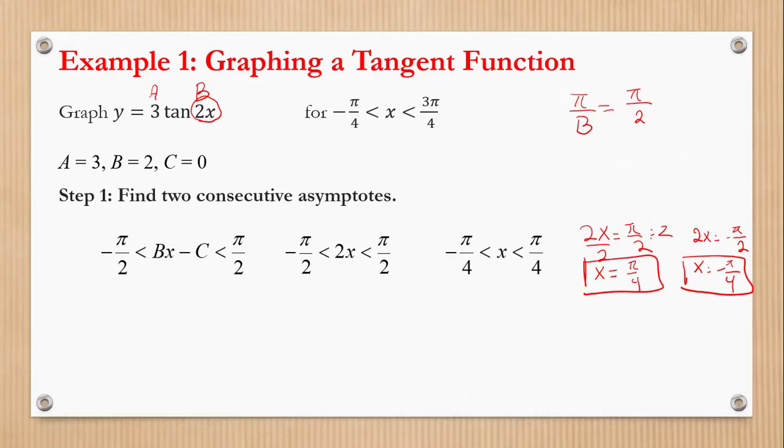Next step, we need to find the midway. If you want to graph this function right now, you have these points: negative pi over 4 as the first vertical asymptote and positive pi over 4 as your second vertical asymptote. And you want to find the midway. And as you see, the midway between these 2 points is exactly the origin.